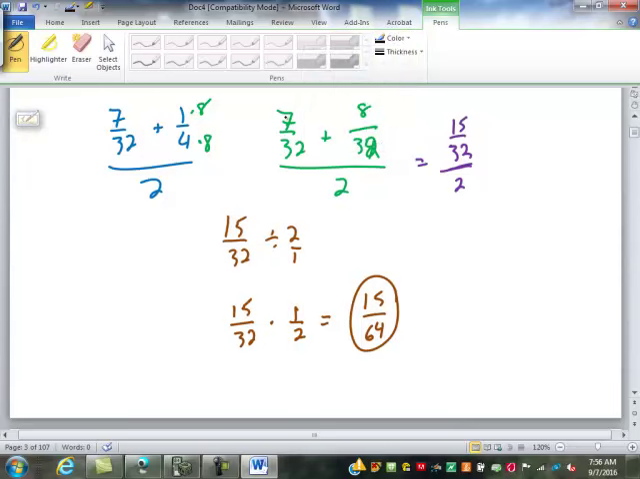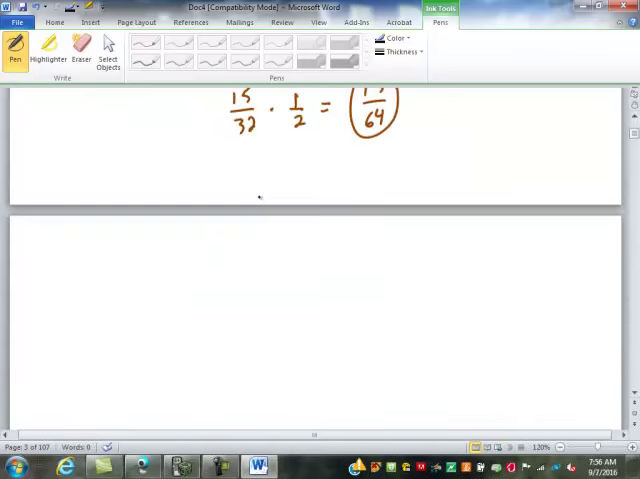I'm going to pause there. There's a lot that just went on there, and I did it kind of quickly. Any questions on what I did? Okay, let's do one more together. Number 2, 9/32 and 5/16.